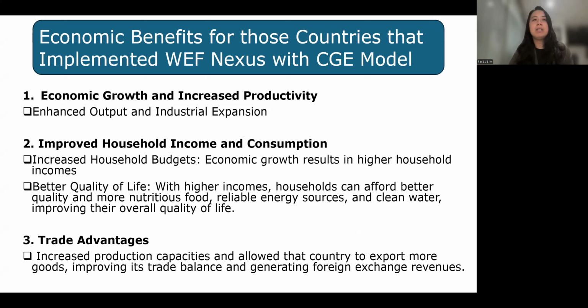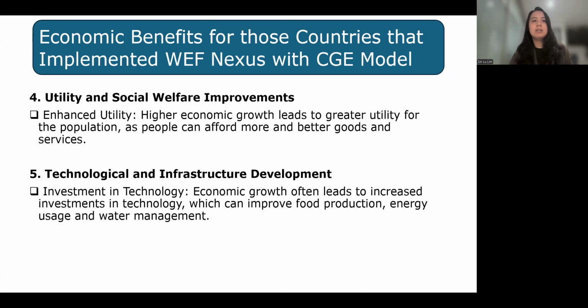The other economic benefit is trade advantages, where it can increase the production capacity and allow countries to export more goods to improve their trade balance and generate foreign exchange revenue. Other economic benefits such as utility and social welfare improvement can make people afford more and better goods and services. It can also advance technology and infrastructure development, because economic growth often leads to increased investment in technology, which can improve food production, energy usage, and water management.